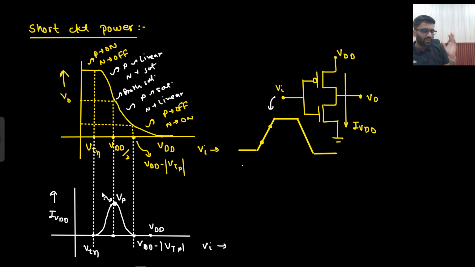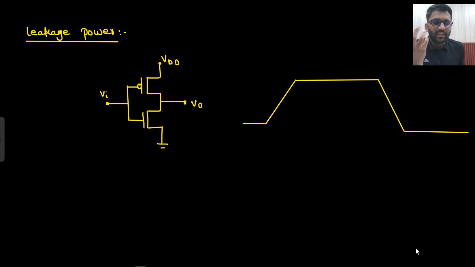So in CMOS, how many power consumptions have we studied? Dynamic power we have studied and short circuit power we have studied. These two are the major part, and in this as well, the major part is dynamic power consumption only. Dynamic power consumption will be much more than this short circuit power consumption. Now we are going to see leakage power.